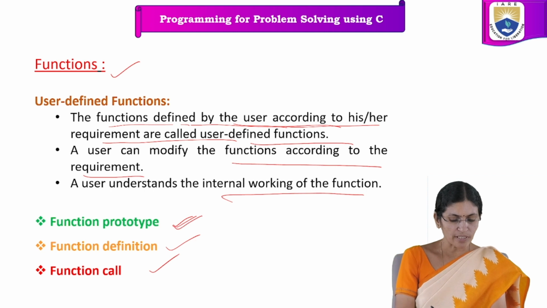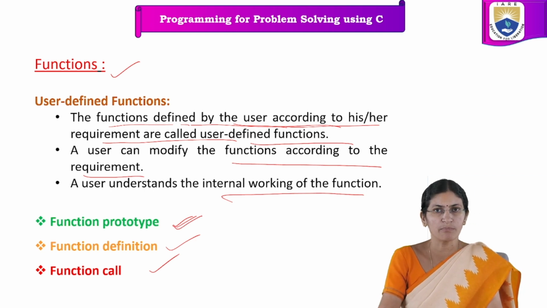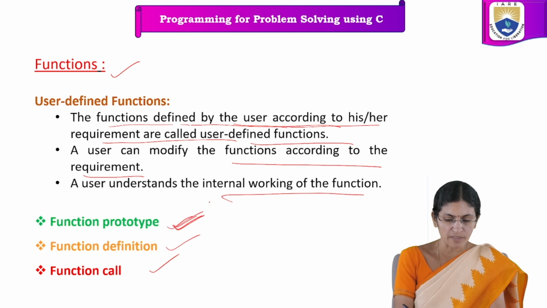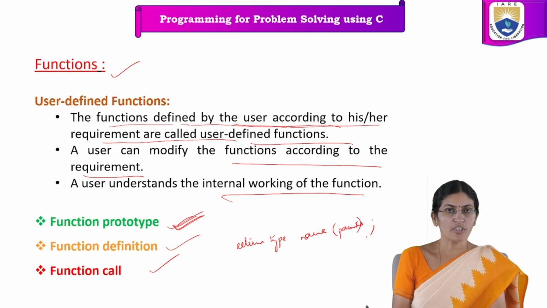Function prototype is just a statement to inform the compiler that there is a function. This function prototype gives information to the compiler like what is the return type of the function, what is the name of the function, and what are the parameters or arguments it is taking. So this is function prototype.